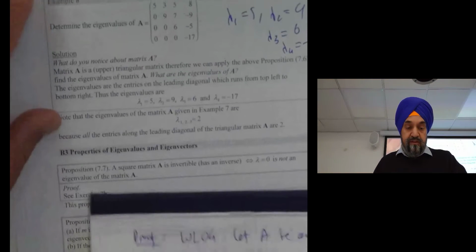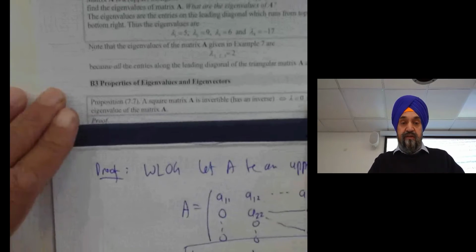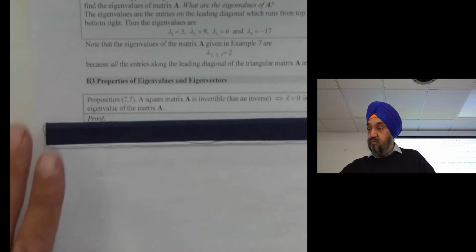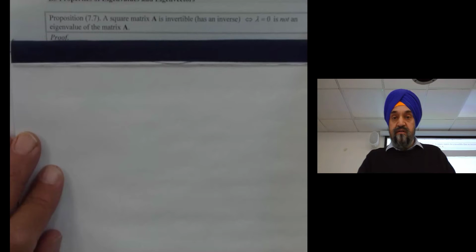Okay, so much easier. Let's look at some properties of eigenvalues and eigenvectors. What is this property? What does this say, in everyday English language? A square matrix A is invertible if and only if lambda equal to 0 is not an eigenvalue.